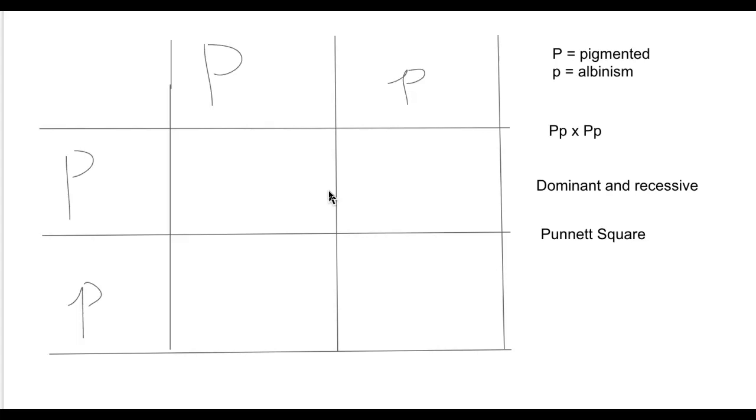So let's go ahead and talk about albinism. So there's pigmented, and you always characterize these crosses with the dominant gene. So I just called it pigmented.